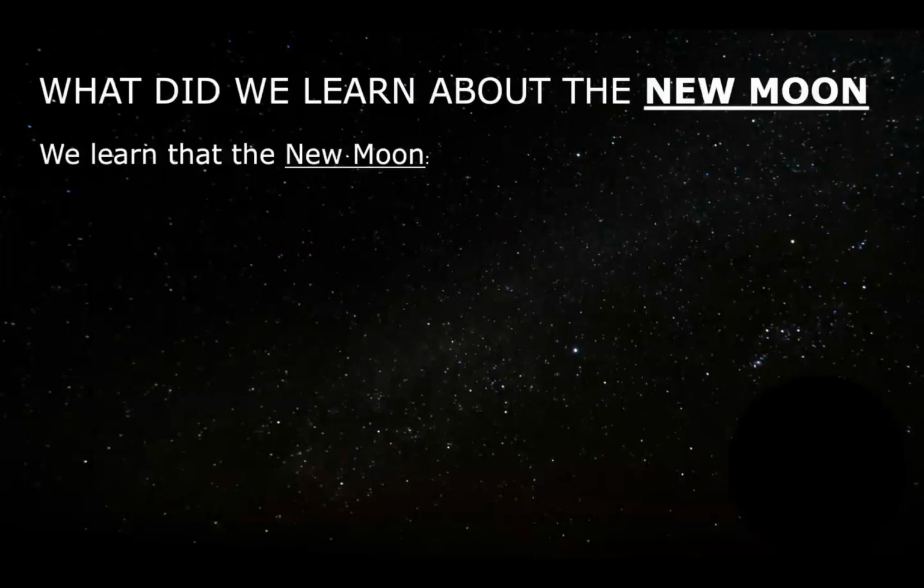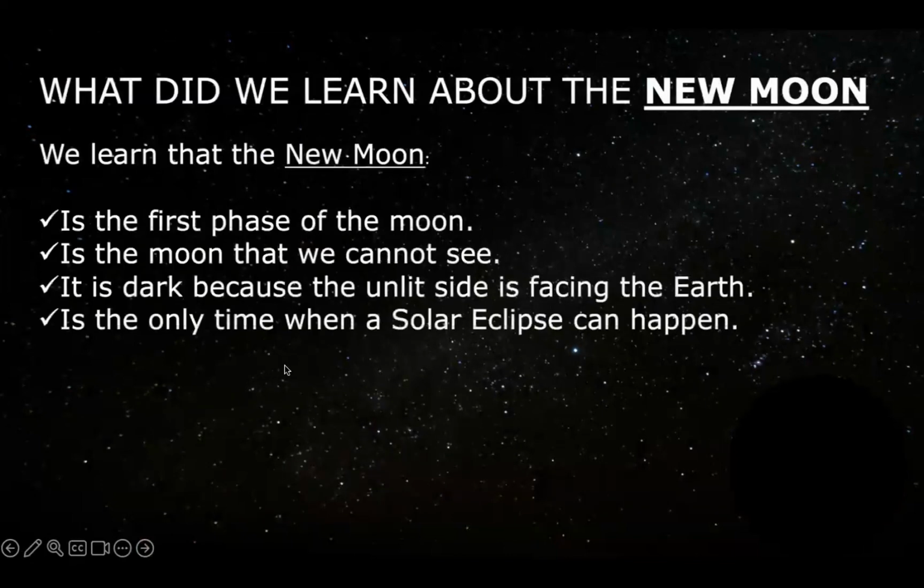Now, what did we learn about the new moon? We would have learned that the new moon is the first phase of the moon. It is the moon that we cannot see. It is dark because it is the unlit side and is facing the Earth. The only time when a solar eclipse happens is when we can see the new moon.